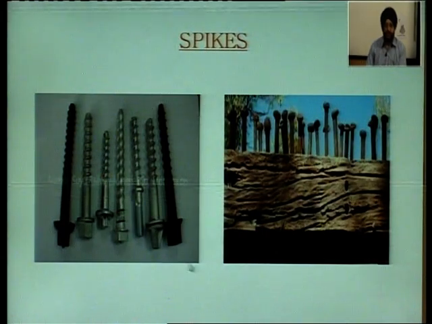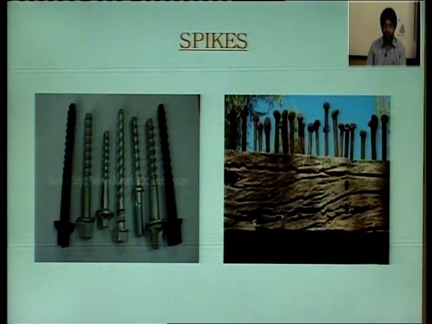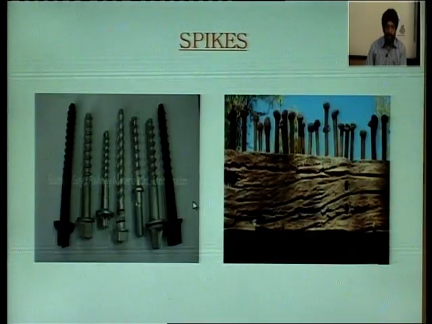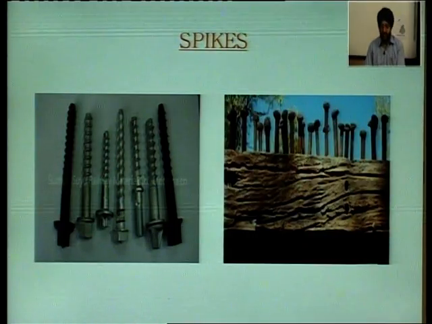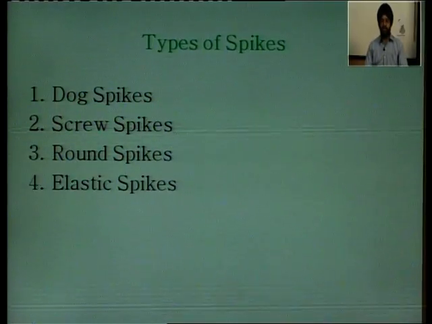Now look at this diagram. These are some different types of spikes which we are using in rails. Now this is a wooden sleeper in which we have used different types of spikes, just to get an idea of how these spikes look. There are different types of spikes we are using in rails.